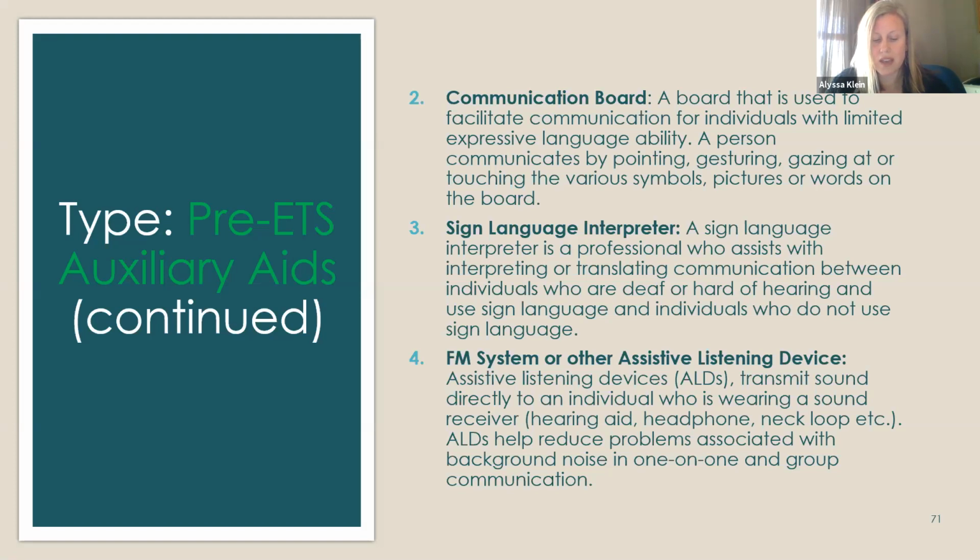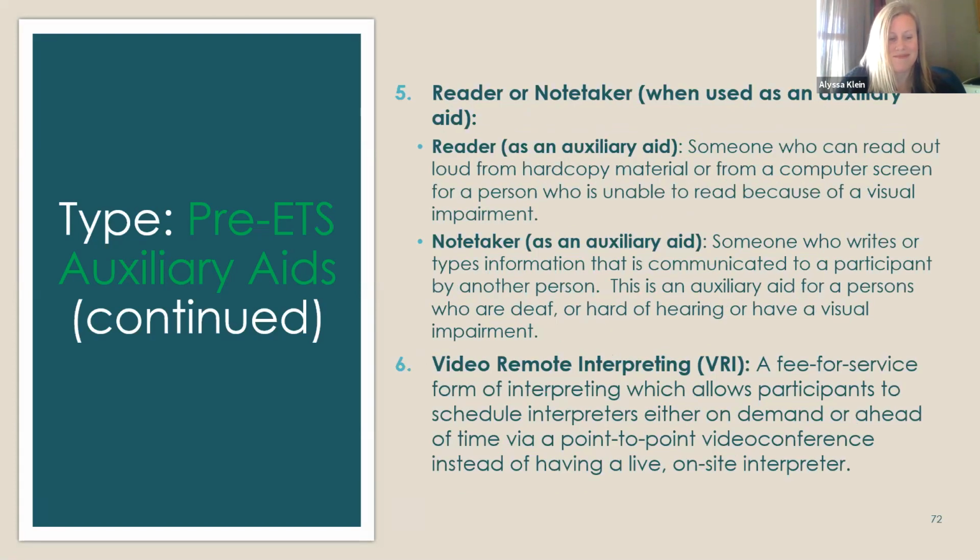Title number 4 is FM system or other assistive learning device, which transmits sound directly to a person who's wearing a sound receiver. Auxiliary aid number 5 is reader or note taker when used as an auxiliary aid. So these auxiliary aid reader or note taker services are provided for individuals who are deaf, hard of hearing, or have a visual impairment only. They are not for individuals who say need an accommodation due to a learning disability. So keep that in mind.